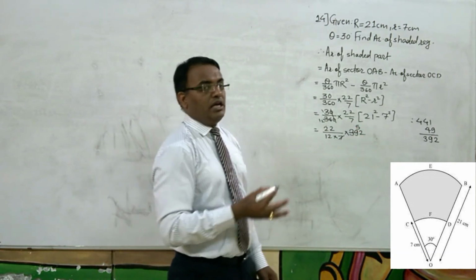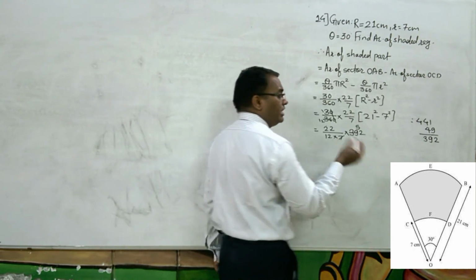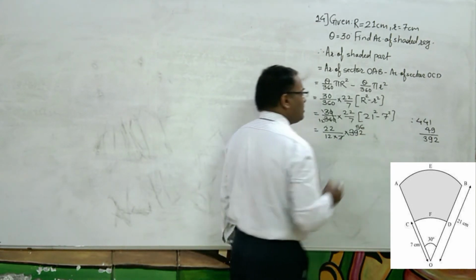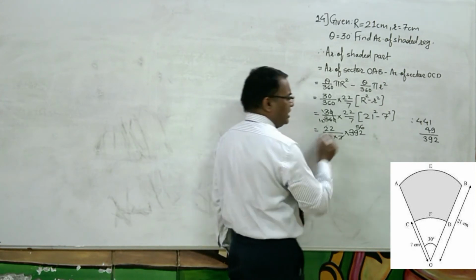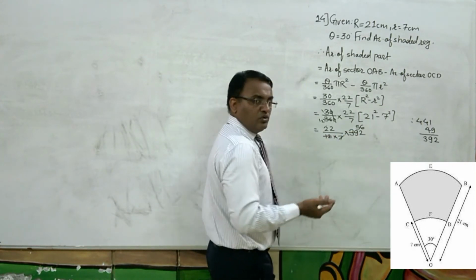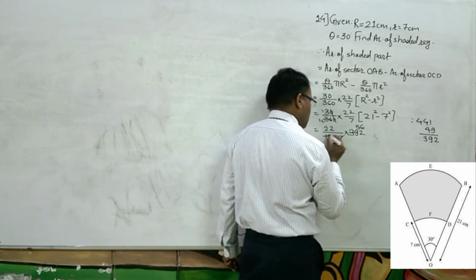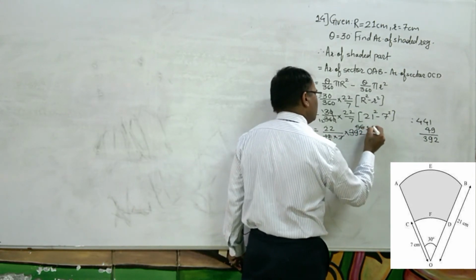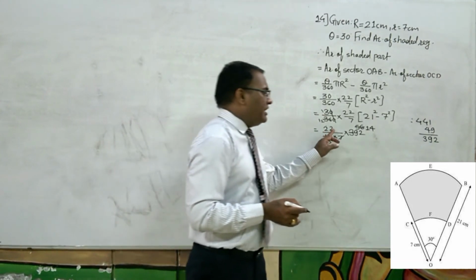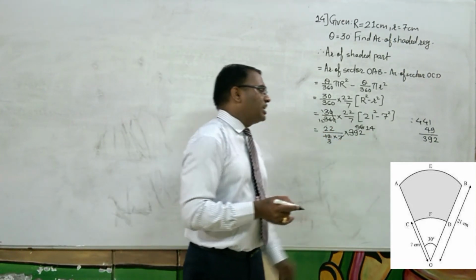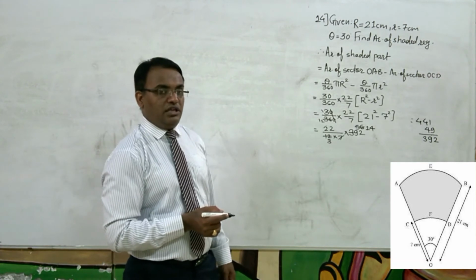5, 4 is remaining. So 4 into 42. 7 6s are 42. Okay, now what? Here we can just divide it by 4 also. So 4 3s are 12, then 4 1s are 4, 4 4s are 16. Now what is remaining? 22 into 14 divided by 3.